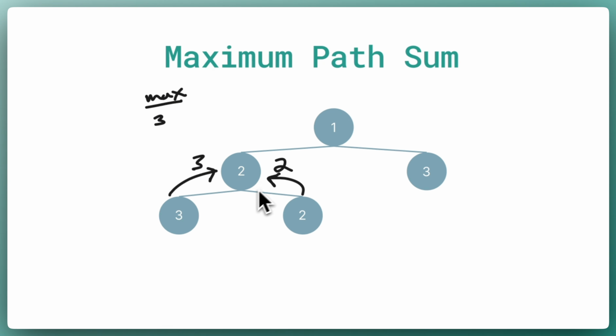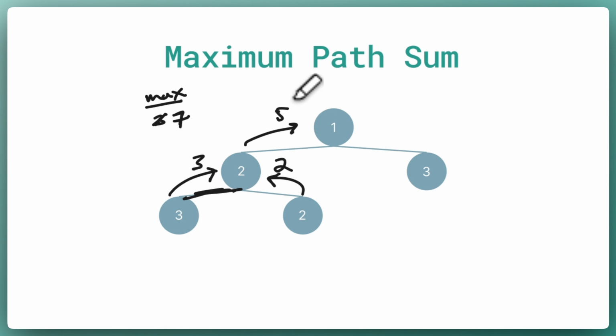Now when we're at node 2, we're first going to calculate the longest path that goes through node 2. So that's going to be 3 plus 2 plus 2 for a total of 7. So 7 is the longest path that we've seen so far. And now we want to return the maximum value path that can be extended by our parent. Okay, so that's actually going to be this path right here. So that value is going to be the largest between 3 plus 2 and 2 plus 2. So that's going to be 5.